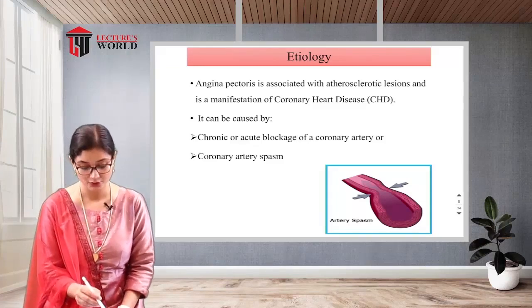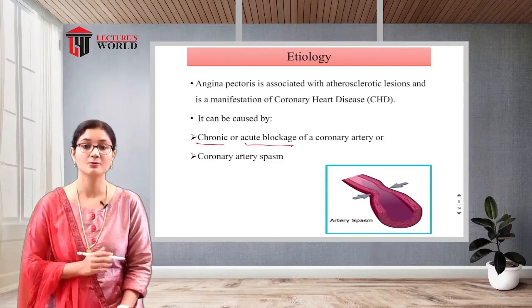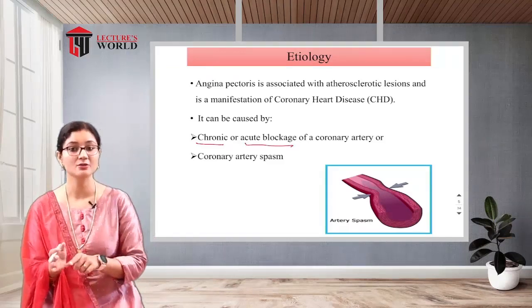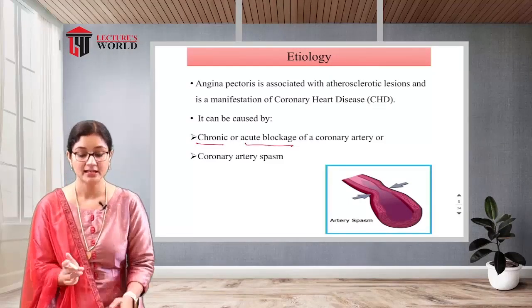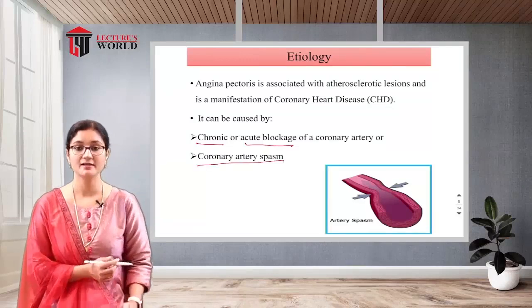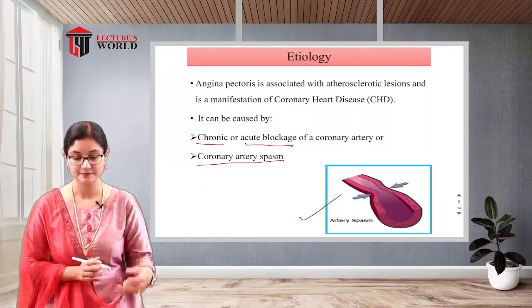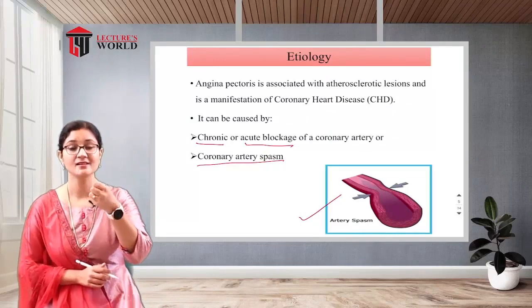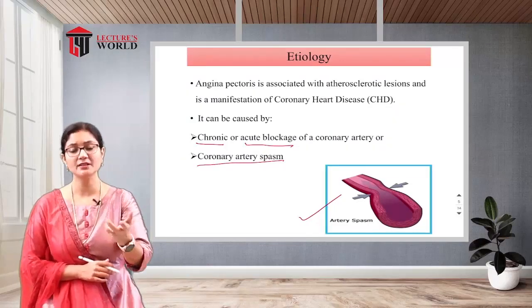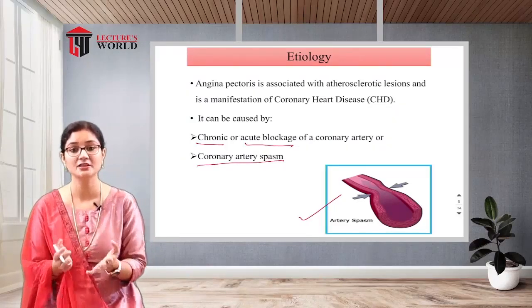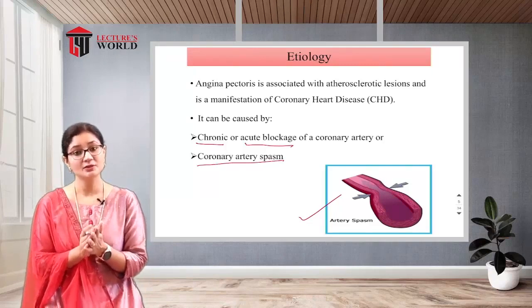What is atherosclerosis? It's one of the factors which is causing coronary artery disease. Angina can be caused by chronic or acute blockage. Now what is chronic and acute blockage we'll see further. And what is coronary artery spasm? You can see this is called a spasm. Your arteries are going into spasm, commonly seen during winters, when there is too much cold.